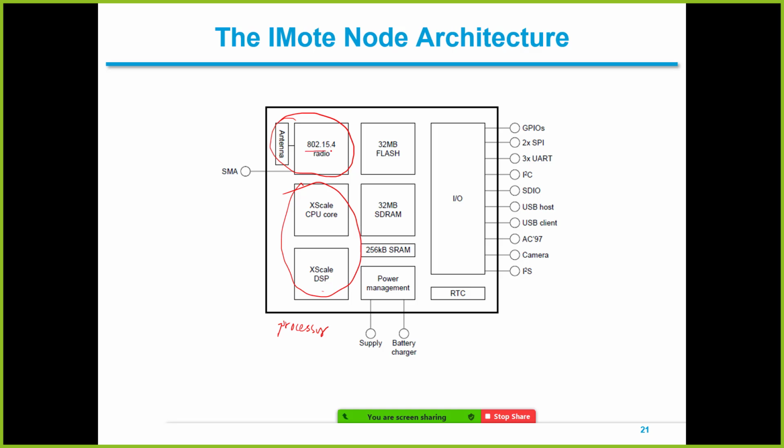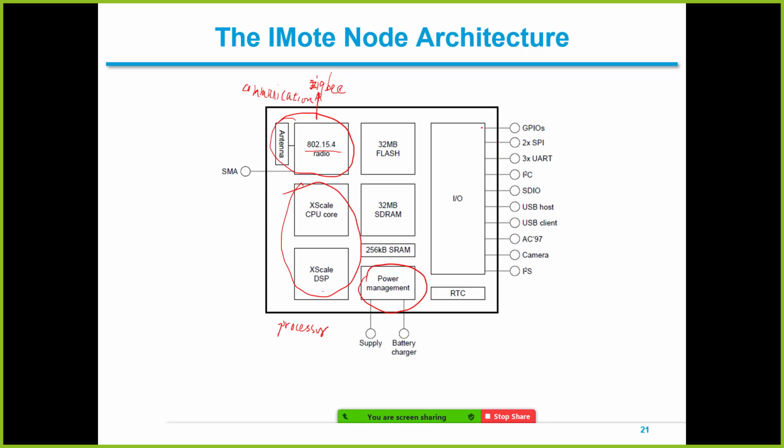Here you can see this is the 802.15.4 wireless communication protocol. If you remember, what is this protocol? This is ZigBee. This is the communication subsystem. And here a unit, power management. So this is the power management subsystem.